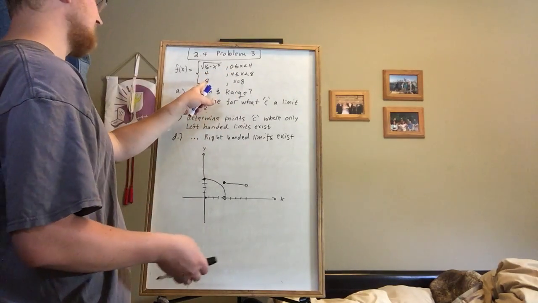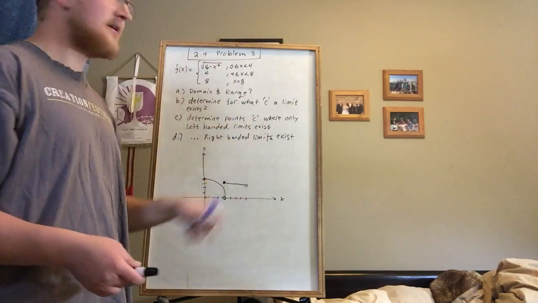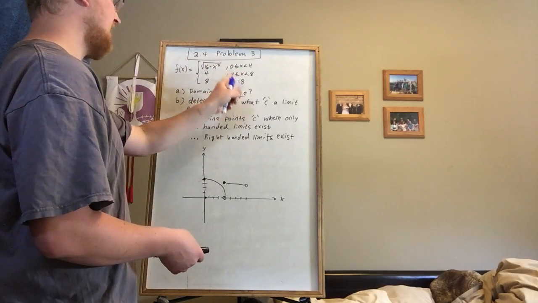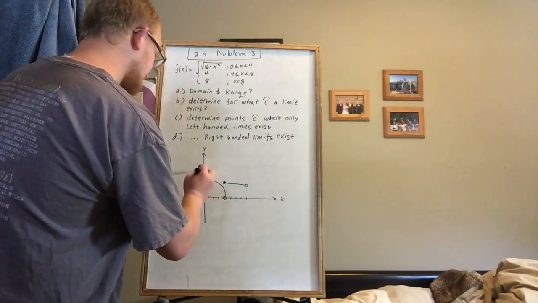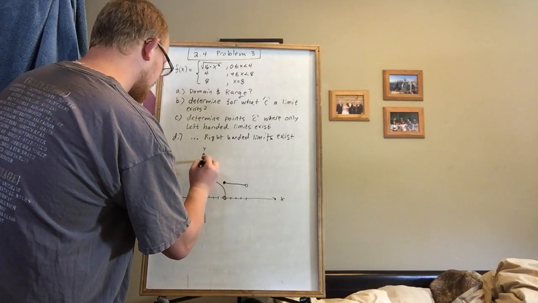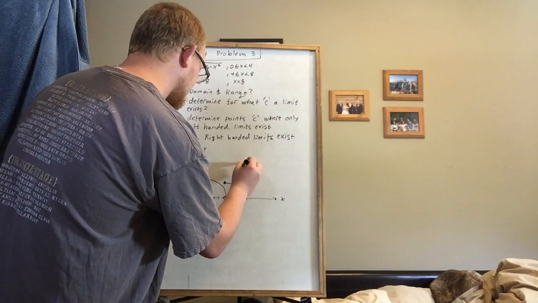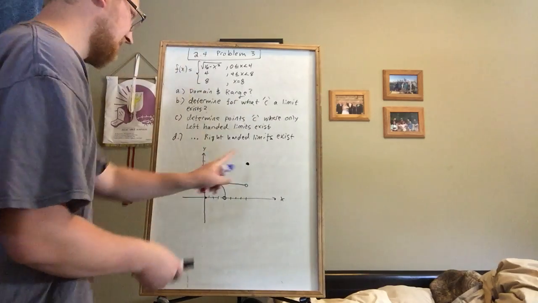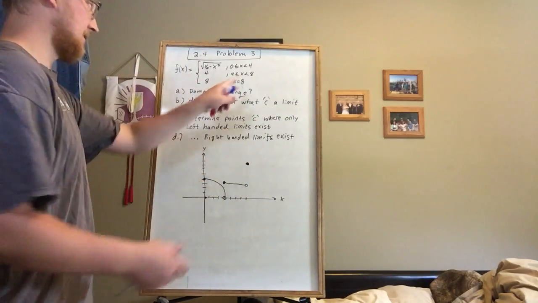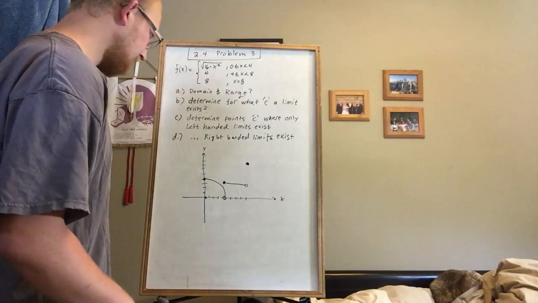Then the last step is that when x is 8, the function outputs 8. So now we have to go 1, 2, 3, 4 above 4, and at 8, it equals 8. And that's a filled in dot to indicate that it's included in this part of the function.